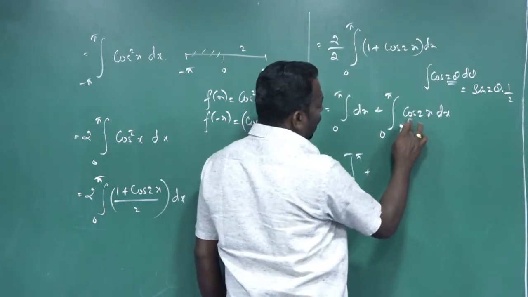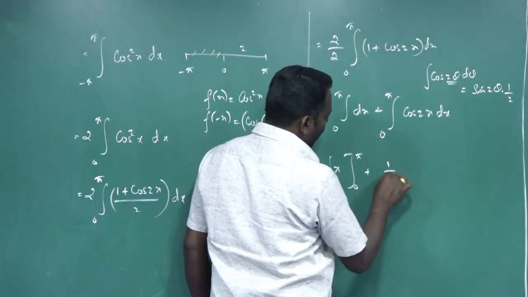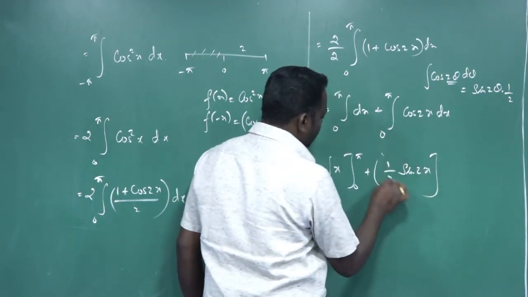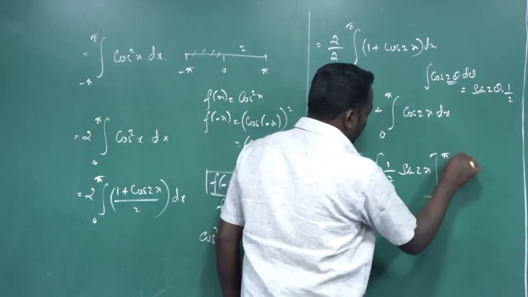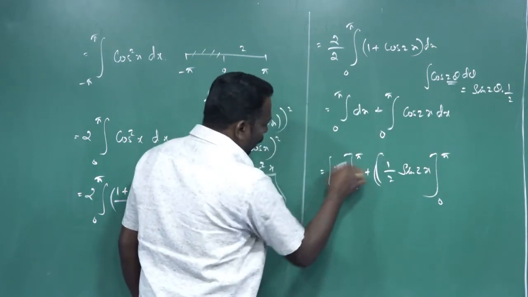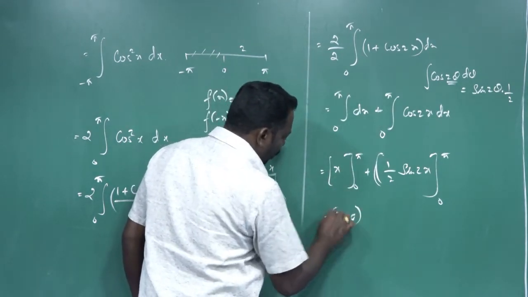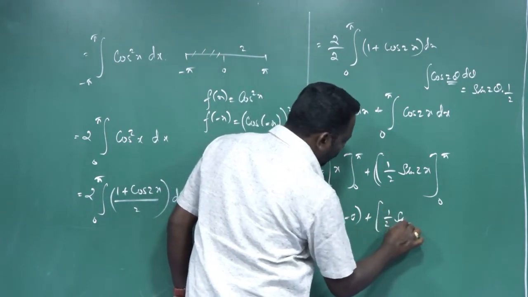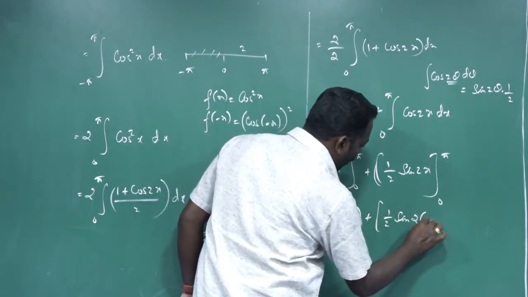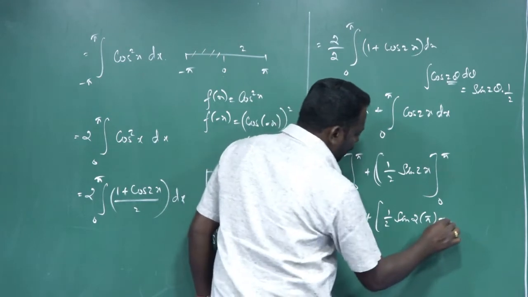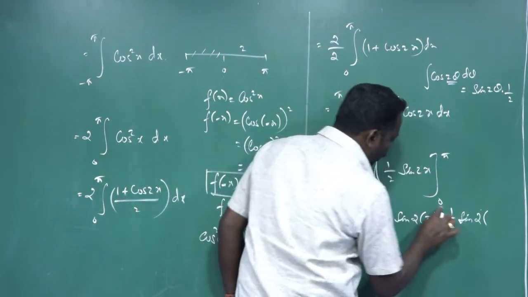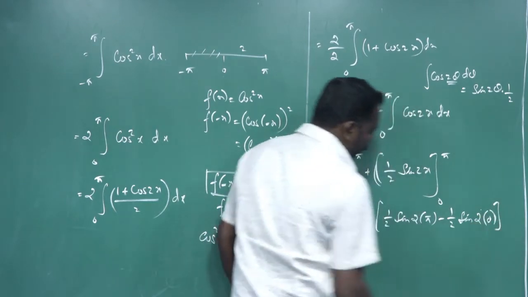Therefore cos 2x is equal to 1 by 2 into sin 2x, with limits 0 and pi. Apply the upper limit value, pi minus 0, plus 1 by 2 into sin 2x with x equal to pi, minus 1 by 2 into sin 2x with x equal to 0.